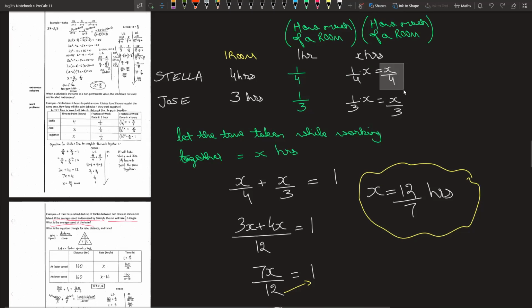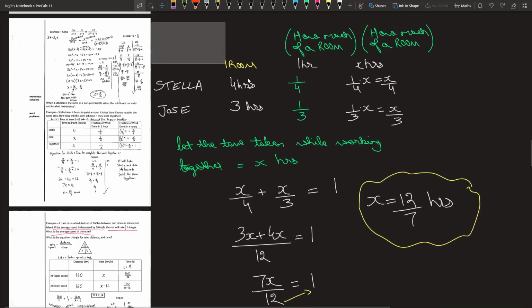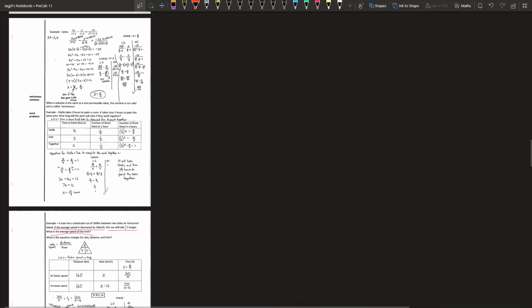And if you add up the proportion of the room that Stella and Jose paint, the total should be equal to 1 room. That is the trickiest part. The trickiest part is getting the equation, and the rest is simple algebra. Can you guys understand this? Okay, you're going to have to work on this question at least 5-6 times in order to fully understand this, okay? So make sure you practice this one 5-6 times.